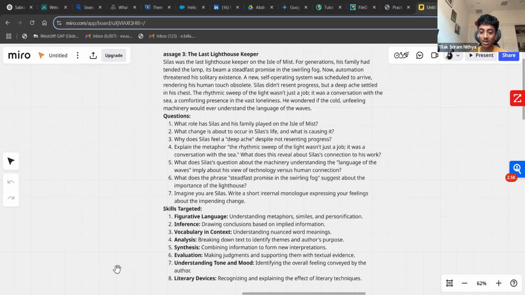The phrase steadfast promise in the swirling fog suggests that the lighthouse is basically a sense of assurance to the sea and the people. And outside of controlling it, it gives him a sense of assurance, and despite his vast loneliness, it allows him to communicate with the ocean. Okay, very good. Good job on that. Miss Chandra Mohan, question number 7.